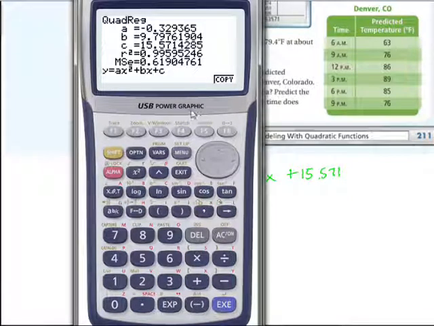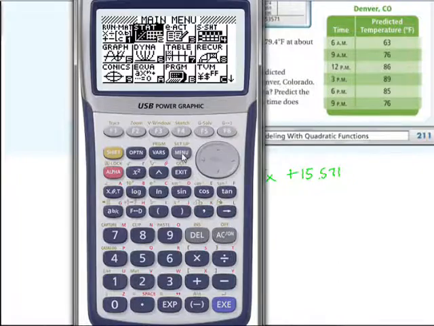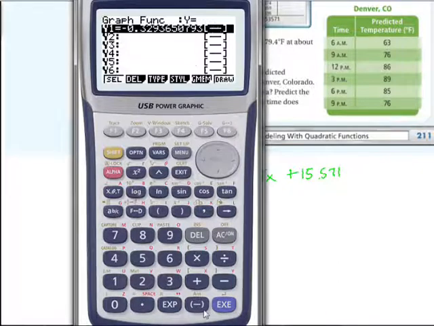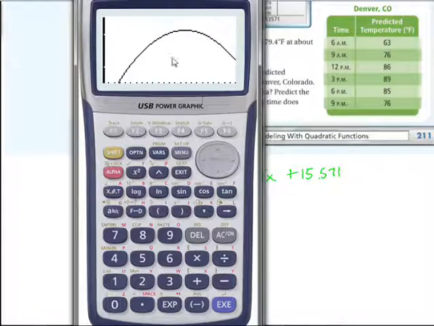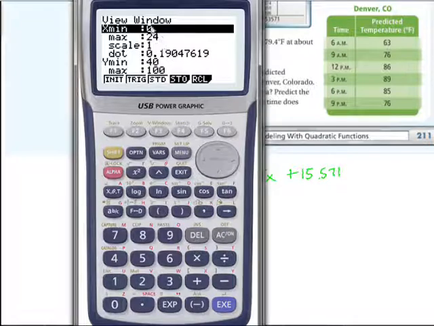Now the Casio does something really nice for us, and it lets you copy it into your graph menu. If I hit F6 and then enter, I've copied it into my graph menu. So I can just hit menu 5 and draw. Oops, I have to select it, and then draw, and there's that. Now, I did adjust my view window. I made my view window from 0 to 24 because of 24 hours in a day, and the minimum from 40 to 100 because we're talking about temperature.